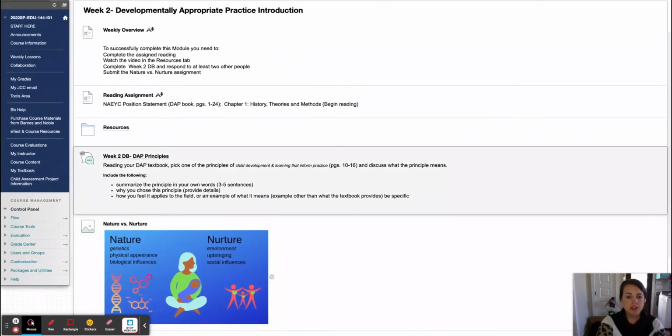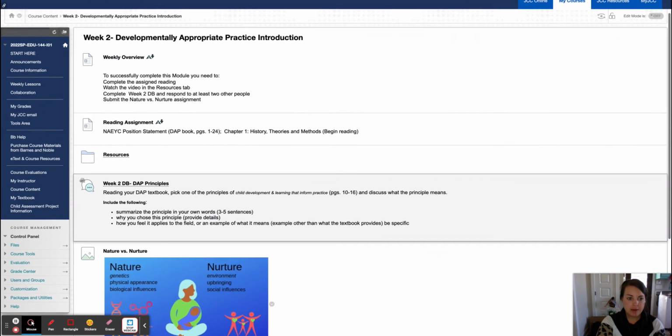Your discussion board, your initial post needs to be made by Wednesday at 11:59 p.m. and then you need to respond to at least two classmates by Sunday at 11:59 p.m.